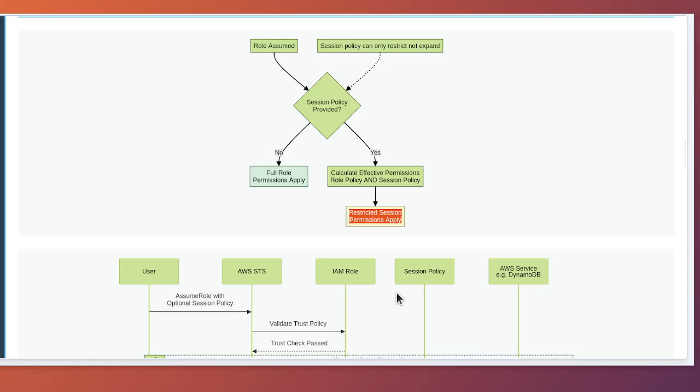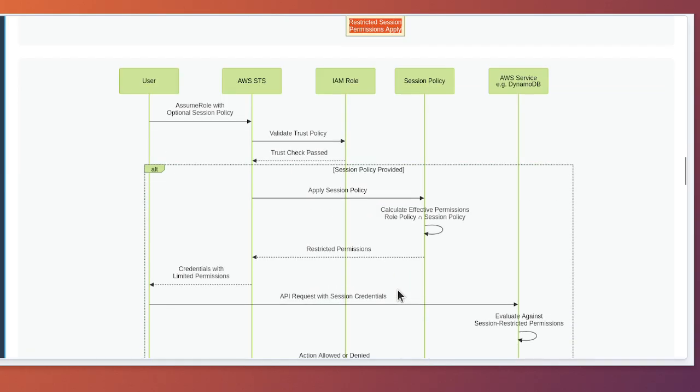The note at the bottom of this diagram emphasizes that session policies can only restrict, not expand, permissions. They are useful for temporary delegation scenarios where you want to grant someone limited access to a role without changing the role's base policies. Now let's examine the sequence diagram for session policies, which shows the complete flow from role assumption through API requests.